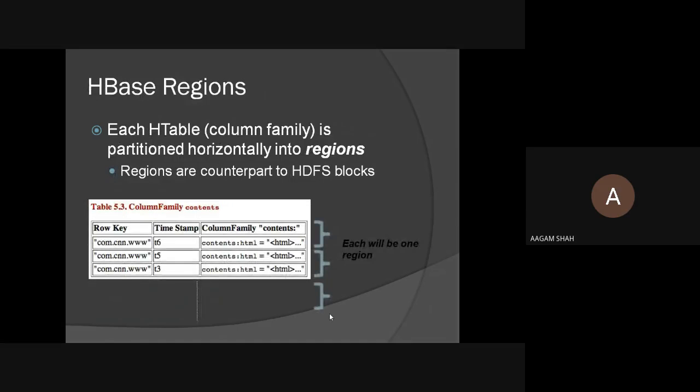Next is HBase regions. Each HBase table column family is partitioned horizontally into regions, and these regions are a counterpart to the Hadoop distributed file system blocks. So here we can see every row is in the HBase regions, and there can be numerous HBase regions in a table, and these are represented by the row key and the HBase regions.